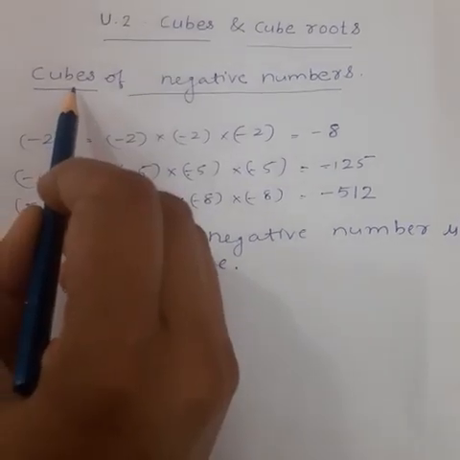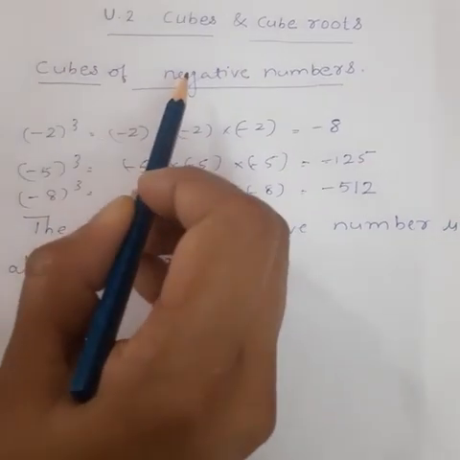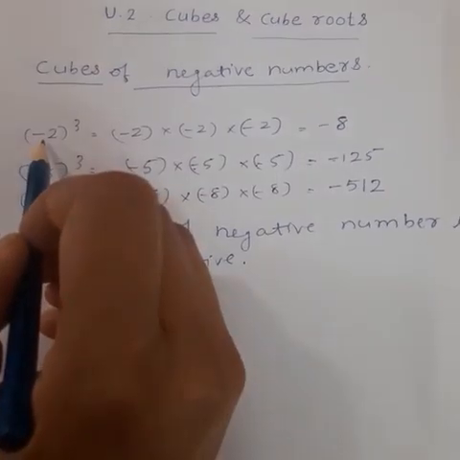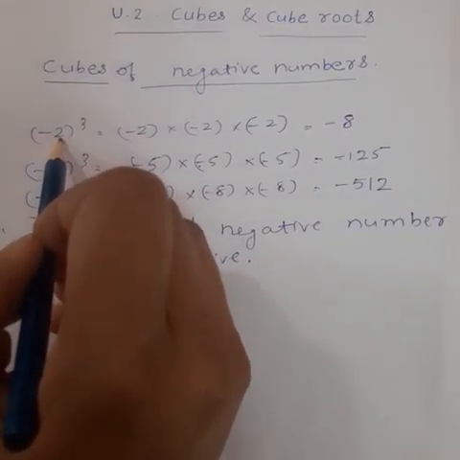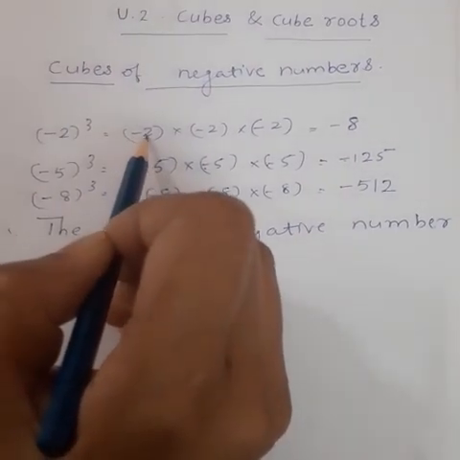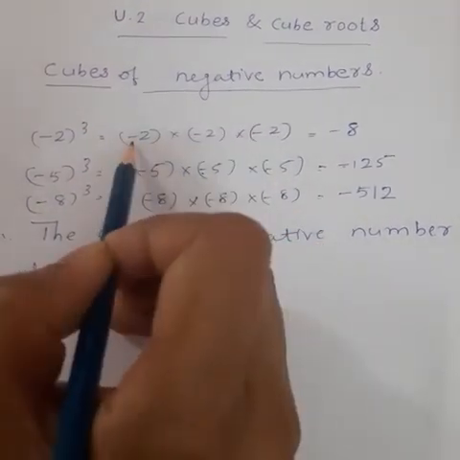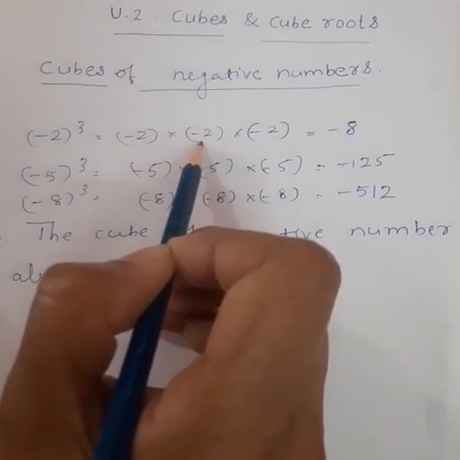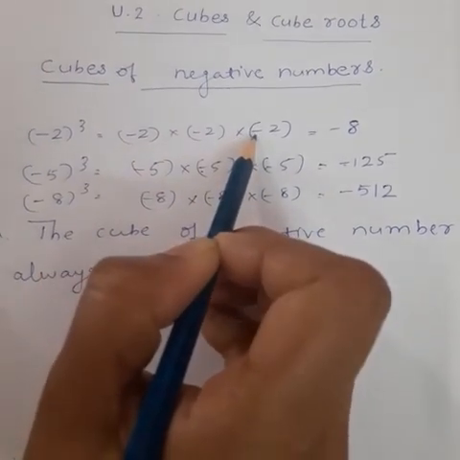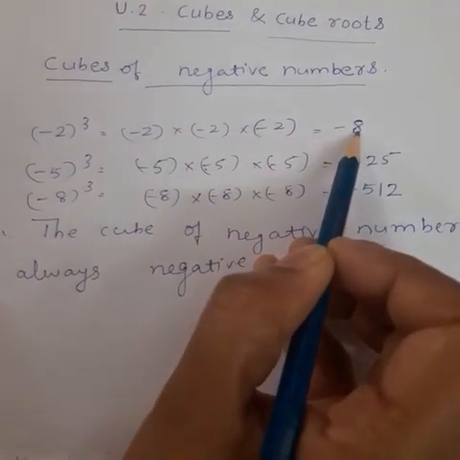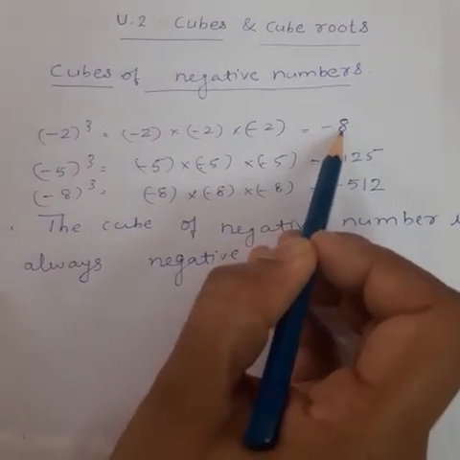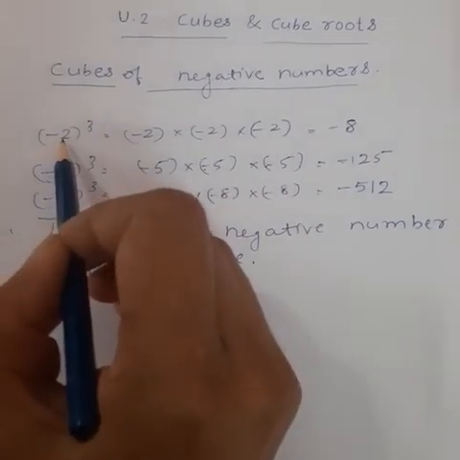Now let's find cubes of negative numbers. We have to find the cube of minus 2. For that we have to multiply minus 2 three times: minus 2 into minus 2 into minus 2. We know that minus 2 into minus 2 is plus 4, and plus 4 into minus 2 is minus 8. So we got minus 8 as the cube of minus 2.